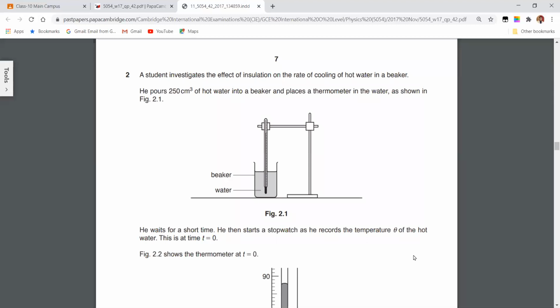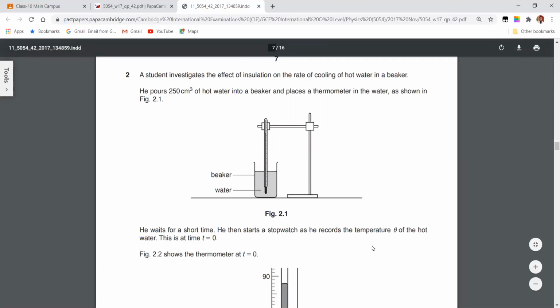Now, Aisha, can you read, please? A student investigates the effect of insulation on the rate of cooling of hot water in a beaker. He pours 250 centimeter cube of hot water in the beaker and places a thermometer in the water, as shown in figure 2.1. Centimeter cube equals 1 milliliter, right? Yes.